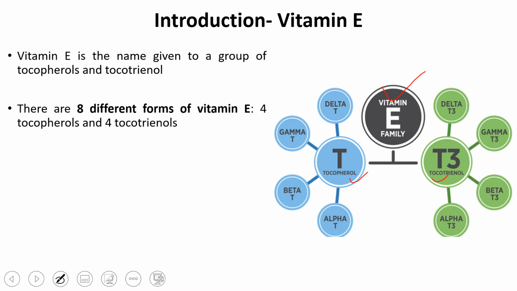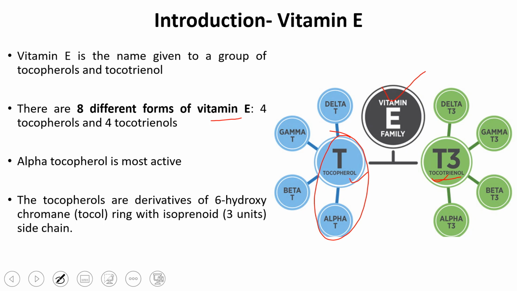Similarly, in the case of tocotrienols, trienol means tri means three, en means double bond, ol means alcohol. Later, when you see the structure, you can differentiate the exact meaning of tocotrienols. Similar to tocopherols, tocotrienols also have alpha, beta, gamma and delta. So overall we have 8 different forms of vitamin E: 4 tocopherols and 4 tocotrienols. Among all these 8 forms, alpha tocopherol is the most active compound.